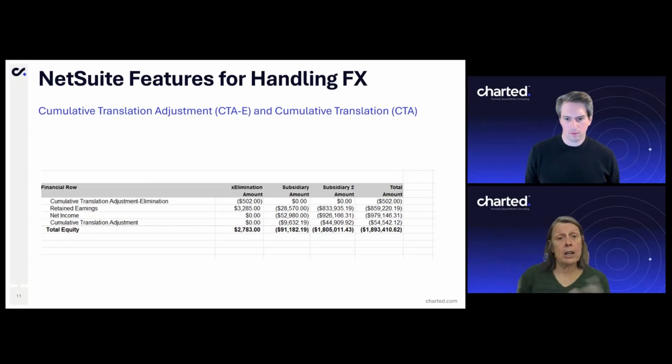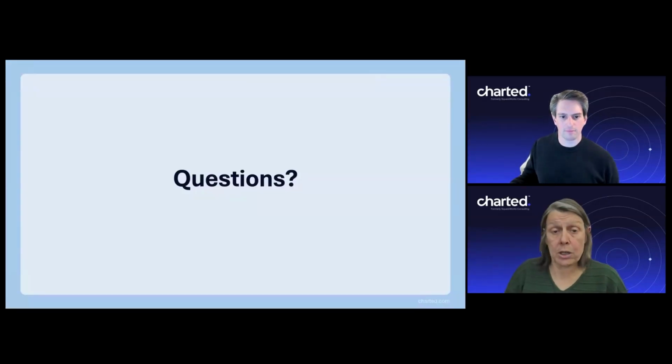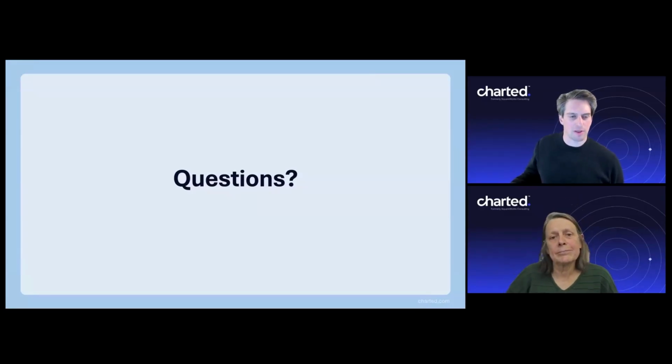That is basically all I've got on this topic. Open for any questions that I haven't answered. Okay, we have one. What's the easiest way to explain CTA to an auditor?